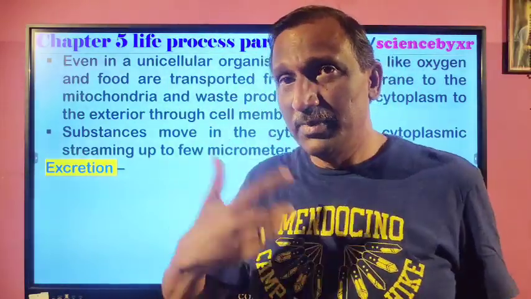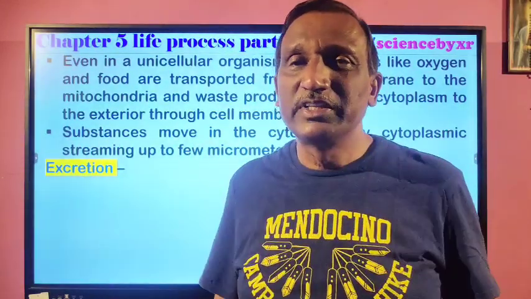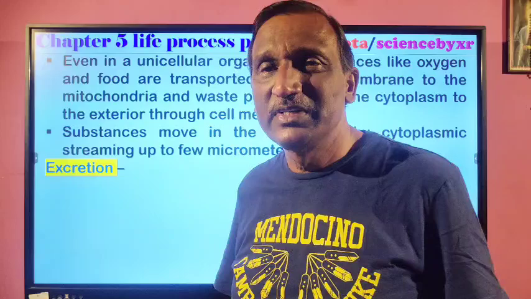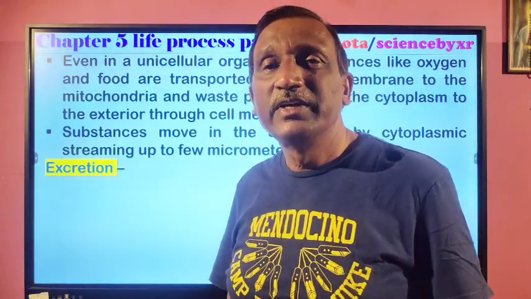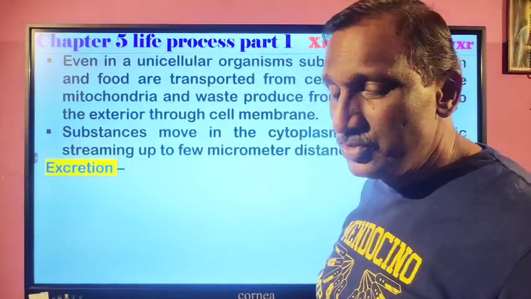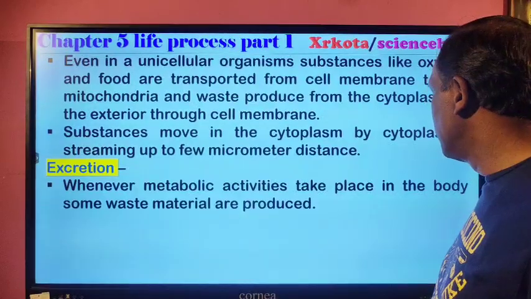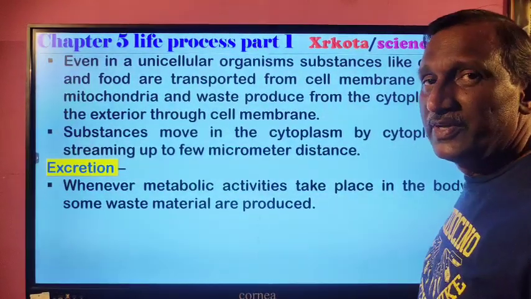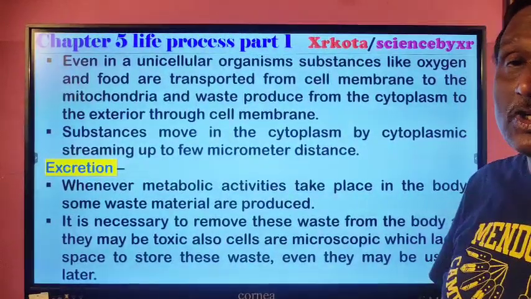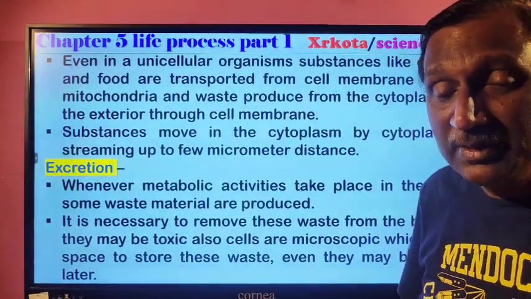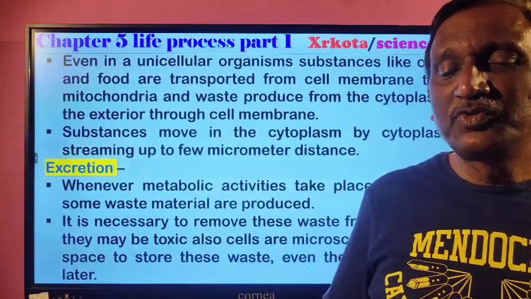Okay, you don't consider कि मैं तो हर बार excrete नहीं कर रहा हूँ. You may not be excreting because it is going and being stored in the excretory organ, and from there time to time it is given out. But from the cellular level, from the cell, it is continuously given out. So the cells show continuous excretion. Whenever metabolic activities take place in the body, some waste materials are always produced, and it is necessary to remove these wastes from the body as they may be toxic. Even if they are not toxic, we cannot keep them because they have no place. So cells are also microscopic, which lacks space to store these wastes.